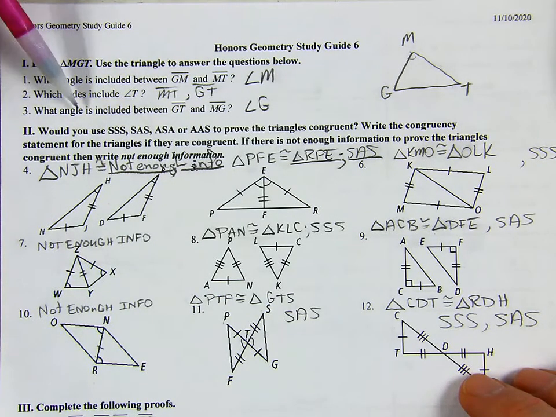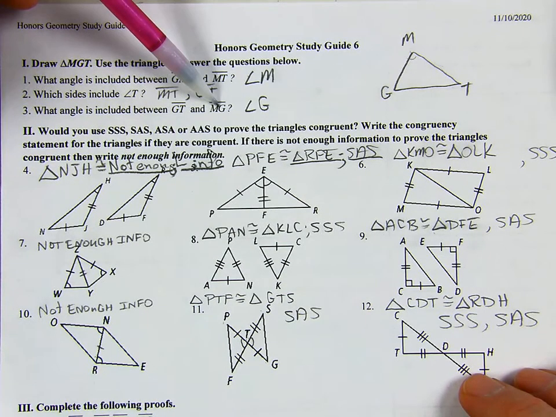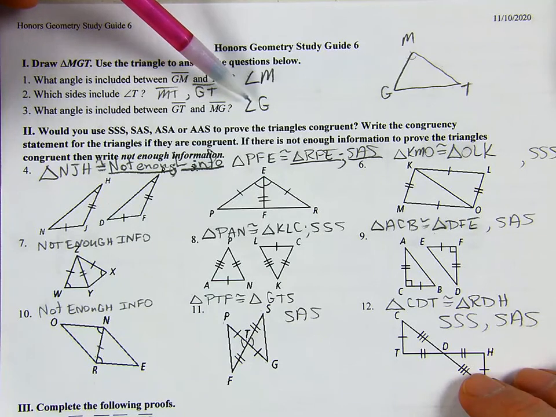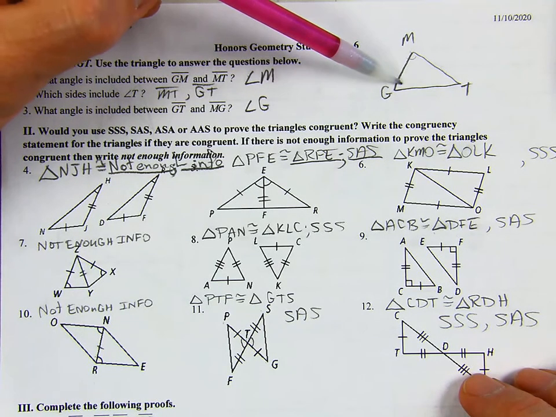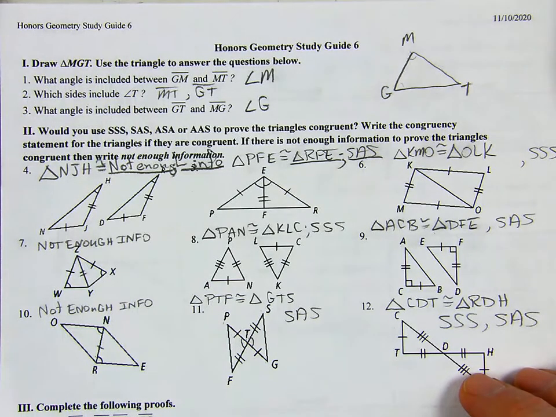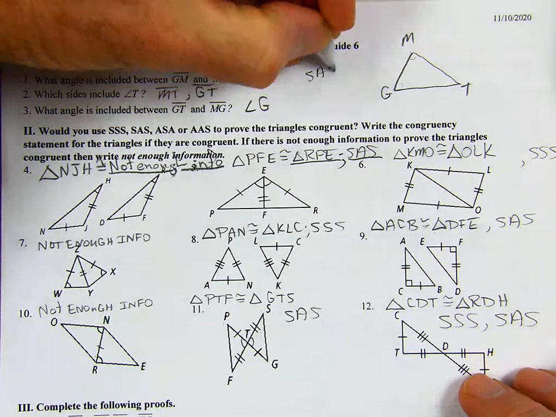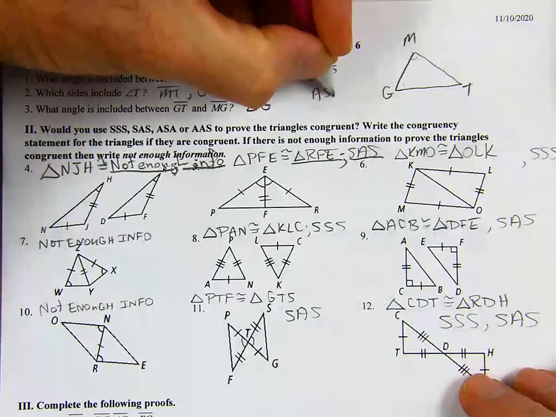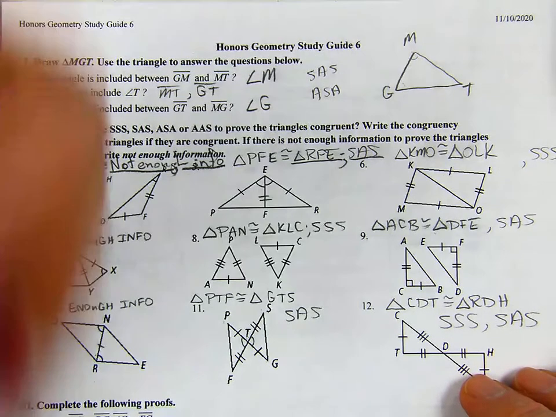And then next, what angle is included between segment GT and GM? Again, you can see that G is the only point that's common to both of those segments, so it's angle G. They said GT and MG, so G is between those two. It's the included angle. So the included angle is between two sides, and the included side is between two angles. We have to be able to identify that anytime we use side angle side or angle side angle. So side angle side, we have an included angle. Angle side angle, we have an included side.